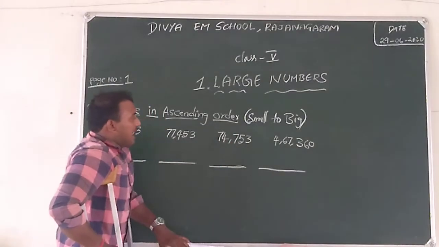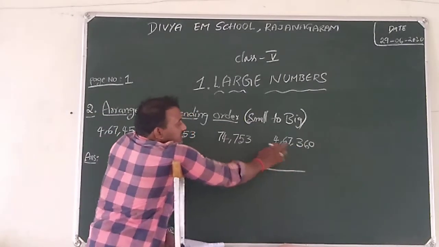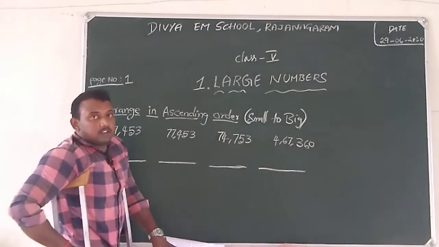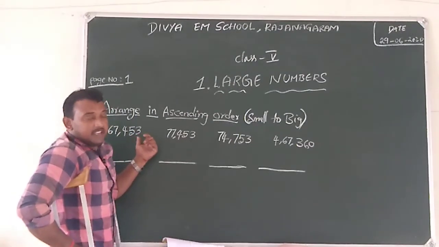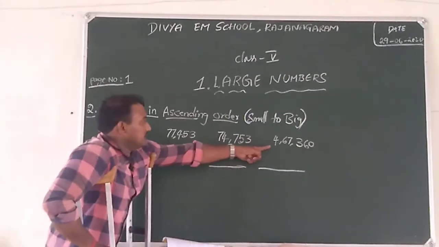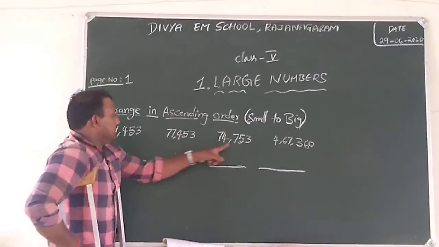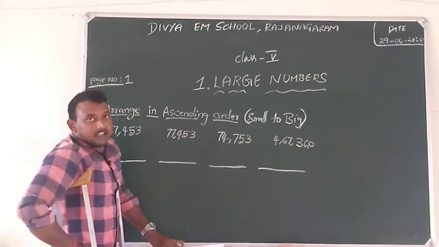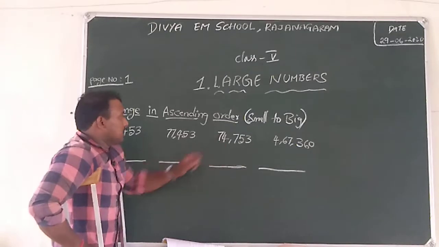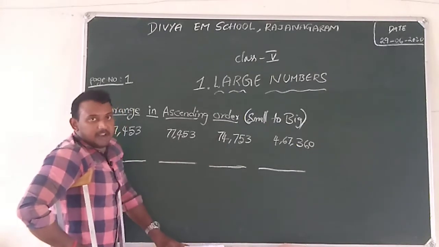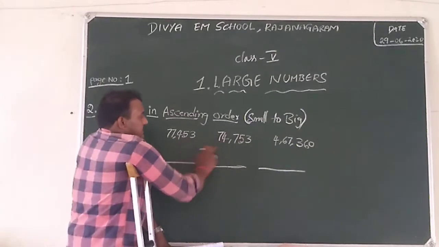This is also a 5-digit number, and this is also a 6-digit number. So the 6-digit numbers are the big numbers, and these two 5-digit numbers are the small numbers. From these small numbers, we need to find the smaller one again. Let's start with the two numbers here.